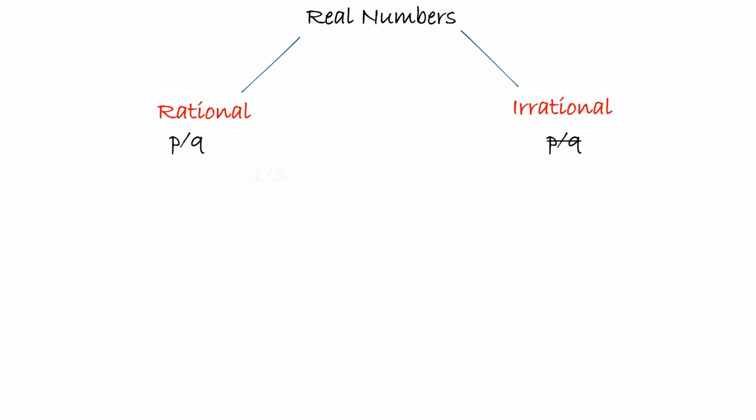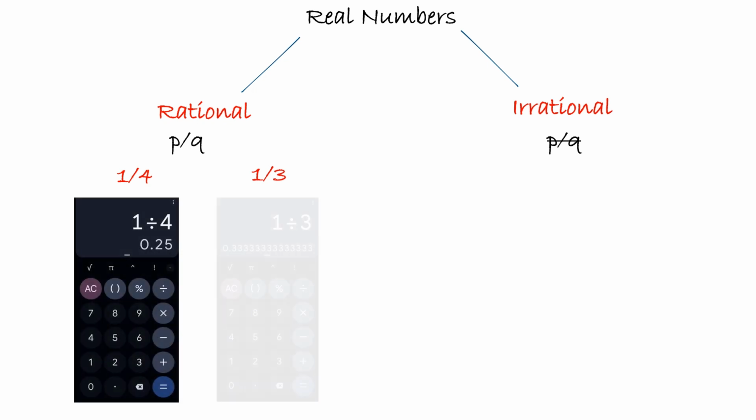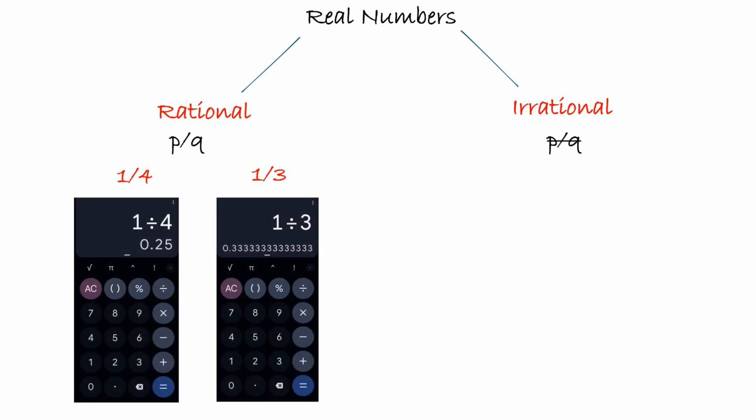Ever wondered what makes 1 by 3 different from 1 by 4? They are both rational numbers, but when you press the division button, their decimal expansions tell a completely different story. In this video, we will view rational and irrational numbers in a new way, using their decimal expansions to understand what makes them different. Rational numbers are the well-behaved numbers. Their decimal expansions are always one of two types.